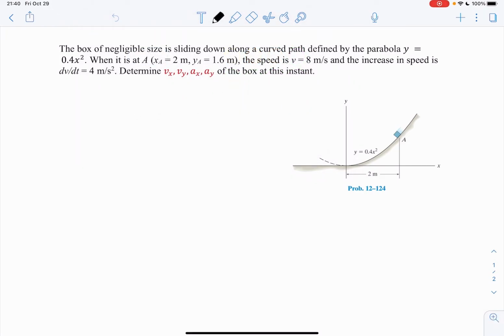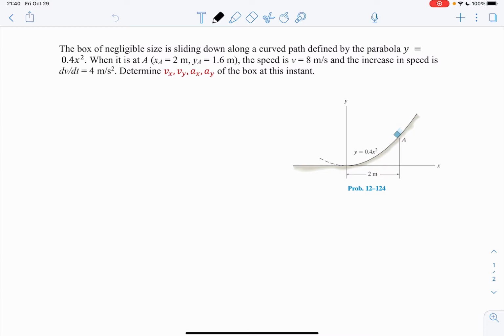The box of negligible size is sliding down along a curved path defined by the parabola y equals 0.4x squared. When it is at A, x equals 2 meters, y equals 1.6 meters, the speed is v equals 8 meters per second, and the increase in speed dv/dt is 4 meters per second squared. Determine vx, vy, ax, ay of the box at this instant.